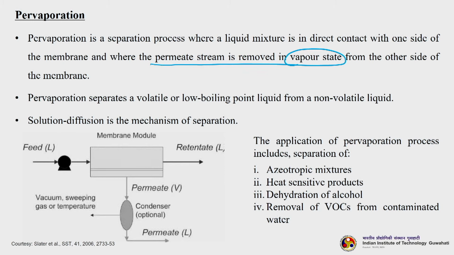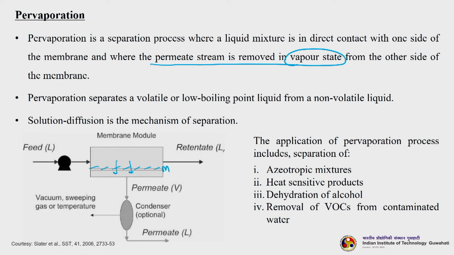So, pervaporation usually separates a low volatile or low boiling point liquid from a non volatile liquid, and solution diffusion is the mechanism of the separation. Please have a look at this figure. You can see the feed is entering here. This is your membrane, and what is happening is the feed is liquid and whatever retentate I am getting is also a liquid. The permeate, when it is passing through the membrane here, is getting vaporized.